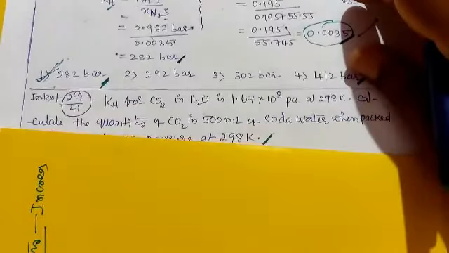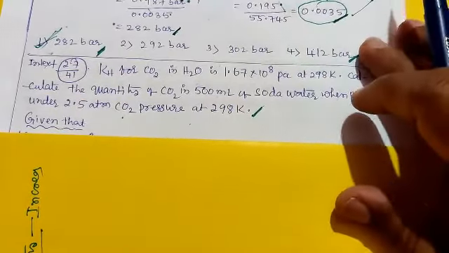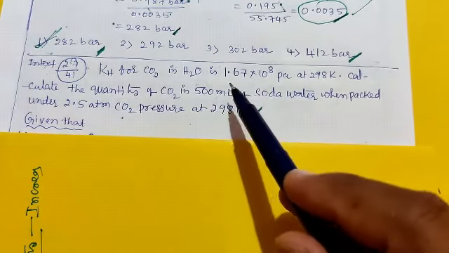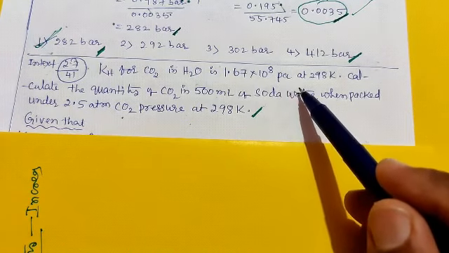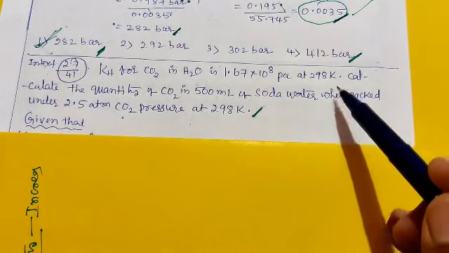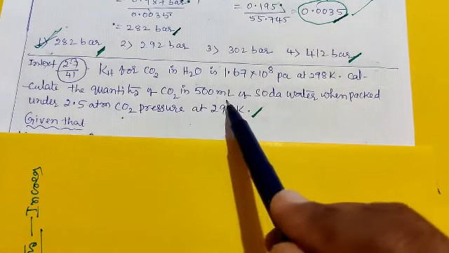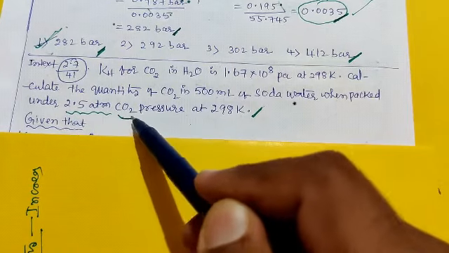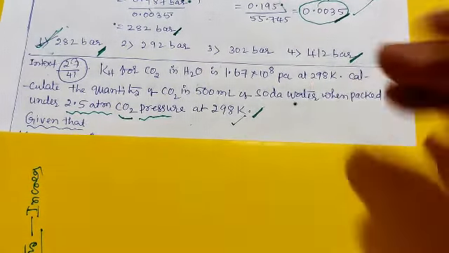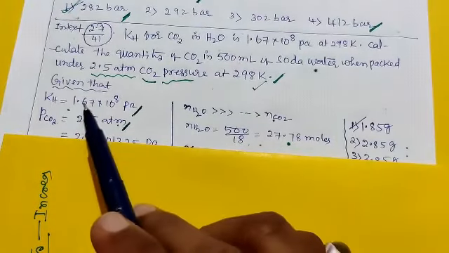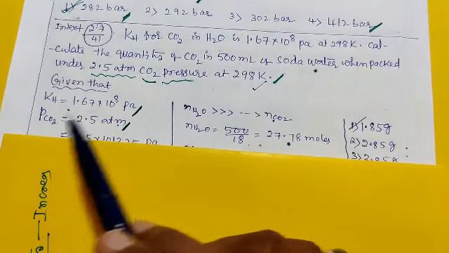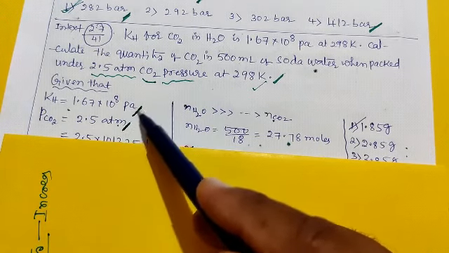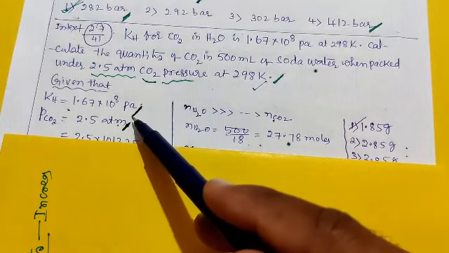Okay students, next and last problem. This is one simple problem. The KH value for carbon dioxide in water is given as 1.67 into 10 power 8 pascals at 298 kelvins. Calculate the quantity of carbon dioxide in 500 ml of soda water when packed under 2.5 atmosphere of carbon dioxide pressure at 298 kelvins. Based on this, given 1.67 into 10 power 8 pascals and a partial pressure of carbon dioxide of 2.5 atmosphere, both are not in the same units, pascal and atmosphere. So convert them into the same units.